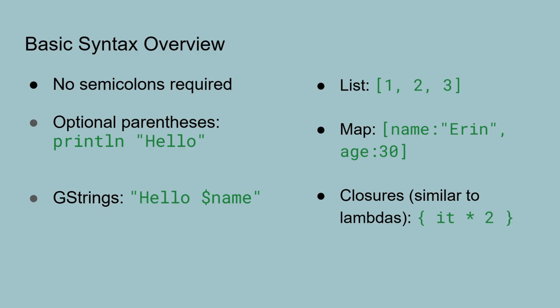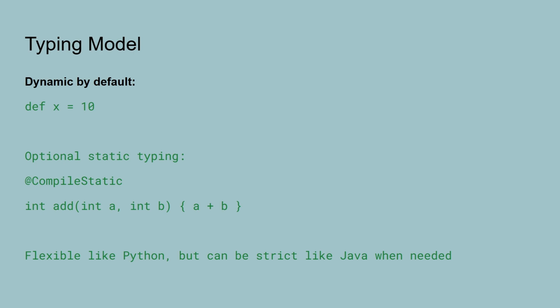One of the first things you notice in Groovy is how much cleaner the syntax is compared to Java. You don't need semicolons, and parentheses are often optional. Groovy adds features like GStrings, where you can easily embed variables into strings. It has built-in list and map literals, and it uses closures, which are similar to lambdas but more flexible. The goal is to reduce ceremony and let you focus on the logic rather than the boilerplate.